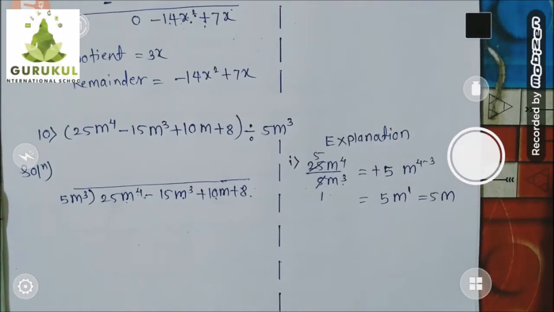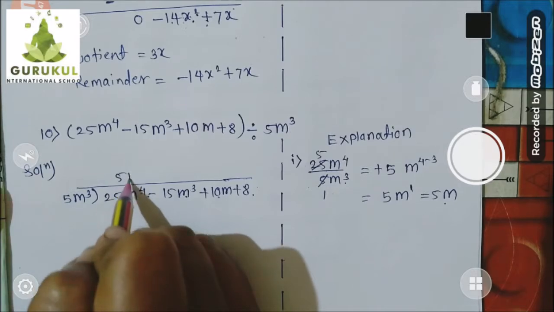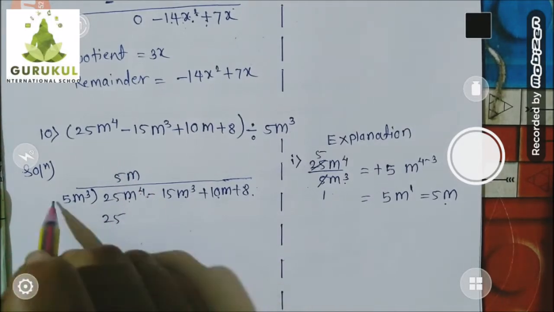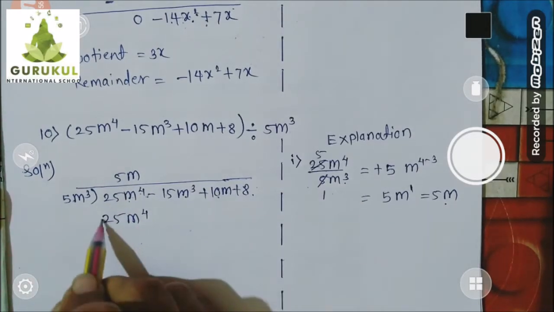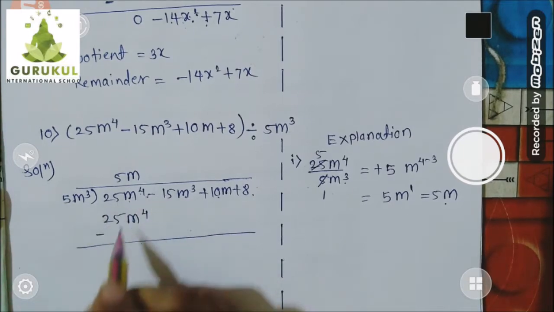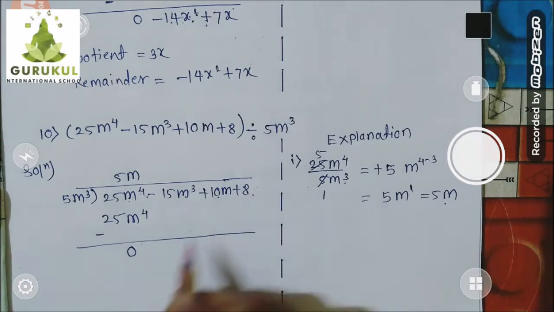Okay, then write down this as the quotient over here, and you can cross check also. 5 5s are 25, plus into plus is plus, m cube into m raised to 4. Now change the sign, it will become minus. Plus 25m raised to 4 minus 25m raised to 4 is 0. Now write down the remaining part.